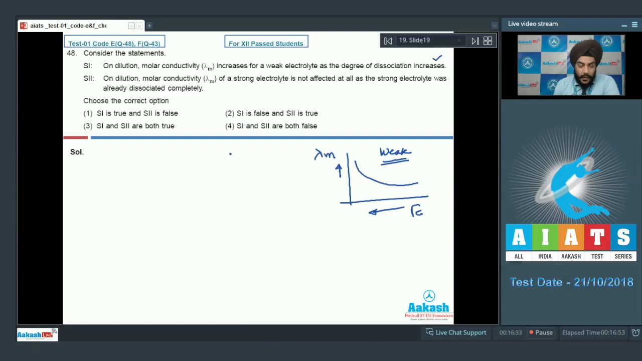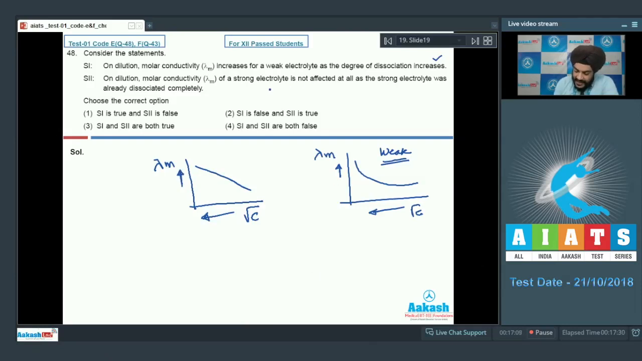Let us look at statement 2 now. On dilution, the molar conductivity of a strong electrolyte is not affected at all, as the strong electrolyte was already dissociated completely. So students, if we look at the graph of the variation of molar conductivity of a strong electrolyte with the square root of concentration, we have a graph which is linear. So we can see that as the dilution increases, the concentration value will decrease, and as the concentration value decreases, the value of lambda increases.